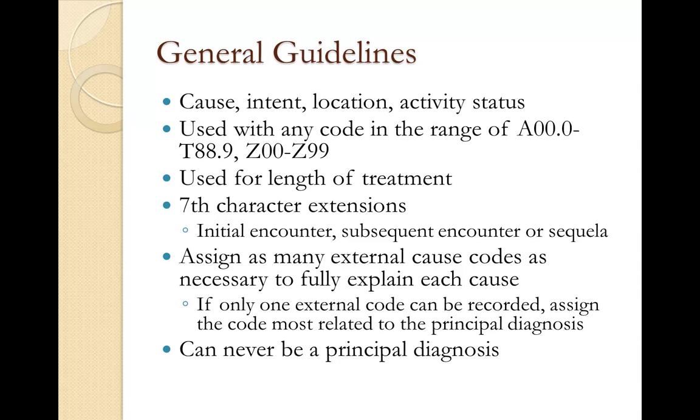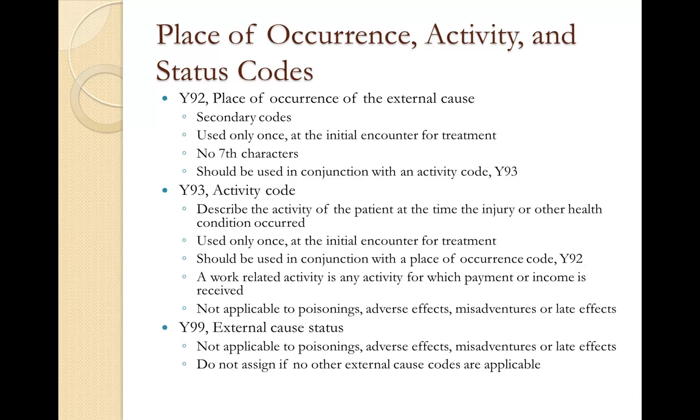Also remember, just like with E codes, these external cause codes can never be a principal diagnosis. So you're never going to have just an accident without some sort of injury or at least an observation for an injury code. These are always going to be a secondary diagnosis. I mentioned we'll look at cause and intent a little bit. We also have place of occurrence, which we had in ICD-9. It's now Y92. So these are secondary codes. These are only used on that initial encounter, so you don't need to use those again.